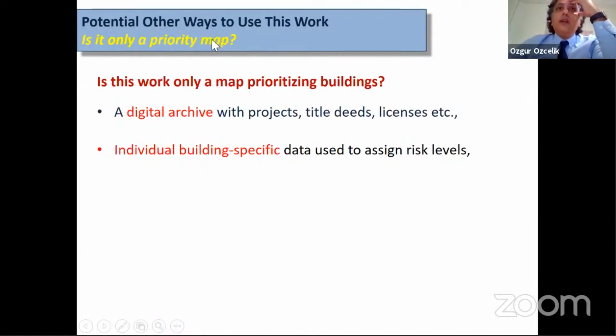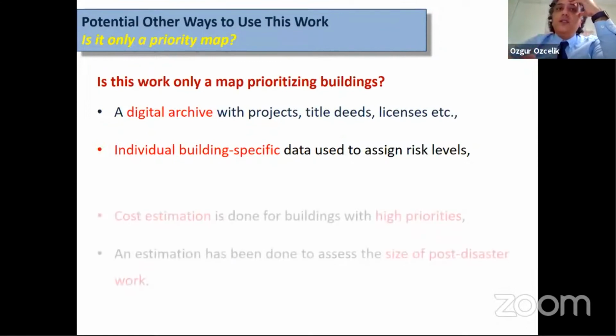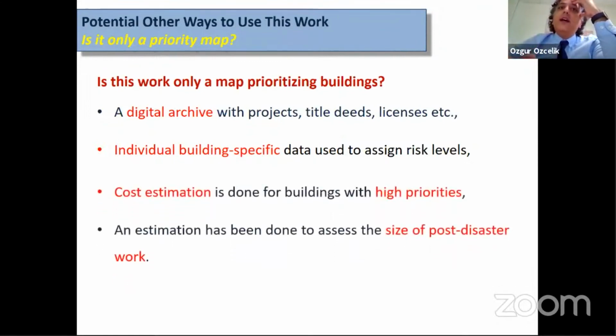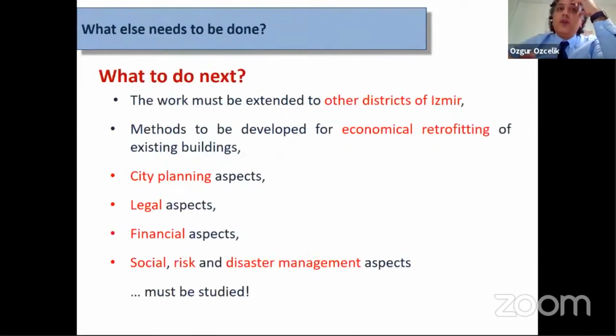Is it only a priority map, what we did? No. We established a digital archive with projects, title deeds, licenses. Individual building specific data was used to assign risk levels. Cost estimation can be done for high priority buildings. An estimation has been done to assess the size of post-disaster work.